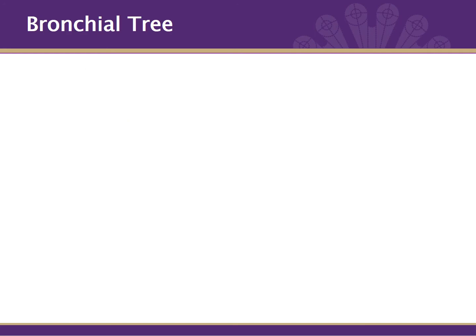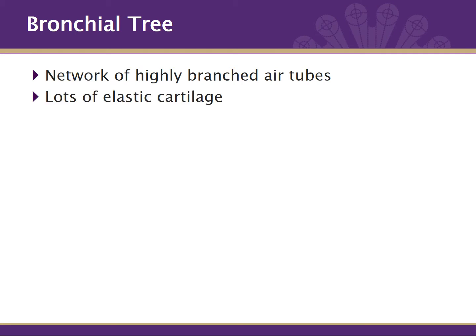Bronchial tree. The next set of structures is referred to as the bronchial tree. It is a network of highly branched air tubes that starts when the trachea splits into right and left main bronchi. The main bronchi go to each lung, one in each lung. The tube splits again so that each lung receives an air tube. This branch is referred to as lobar bronchi.